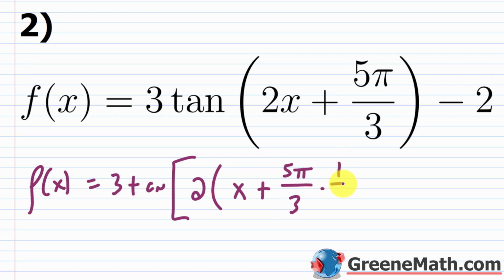I know a lot of people get confused by that. So this would end up being 5 pi over 6 there. So just close that down like that. And again, you could just check it to make sure. 2 times x is 2x. You have a plus and a plus. 2 times 5 pi over 6 is 5 pi over 3. So you're good to go. Then you have minus 2.